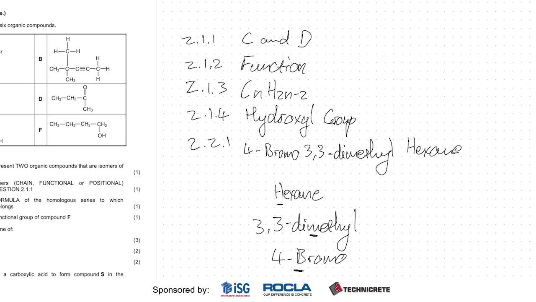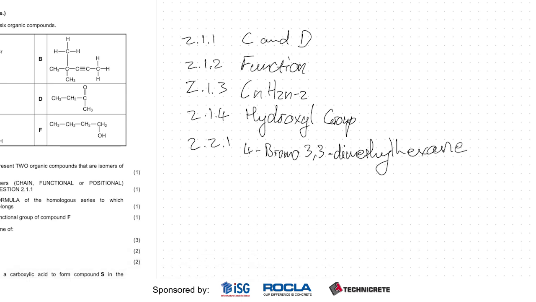And some people write this as 1 word, some people write this as 2. I think it's really up to you. You can write this as 1 word, dimethylhexane. And that's how we'll name compound A.